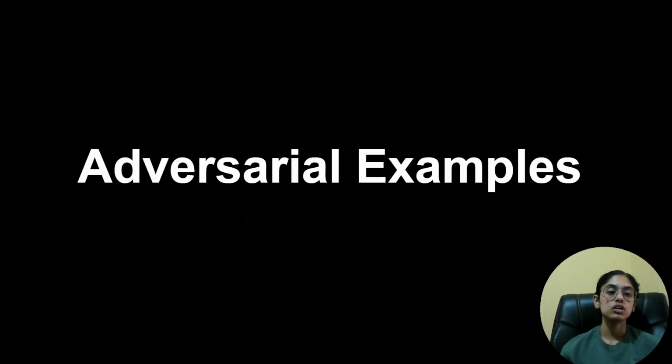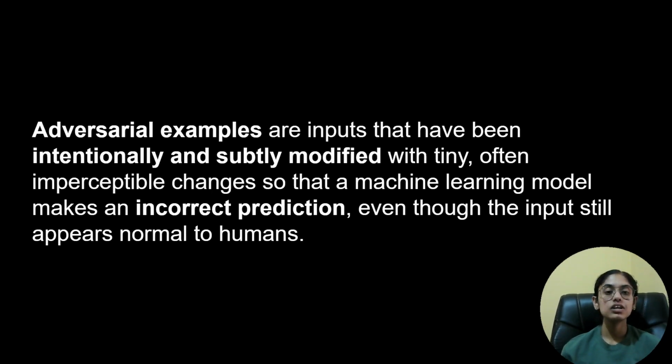Today's topic is adversarial examples. What are adversarial examples? Adversarial examples are inputs that have been intentionally and subtly modified with tiny, often imperceptible changes so that a machine learning model makes an incorrect prediction even though the input still appears normal to humans.